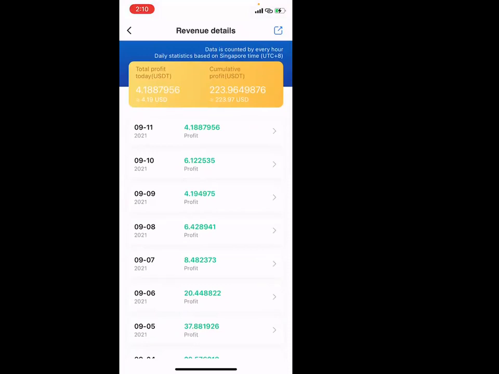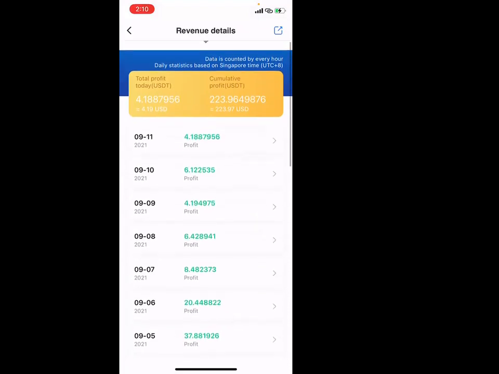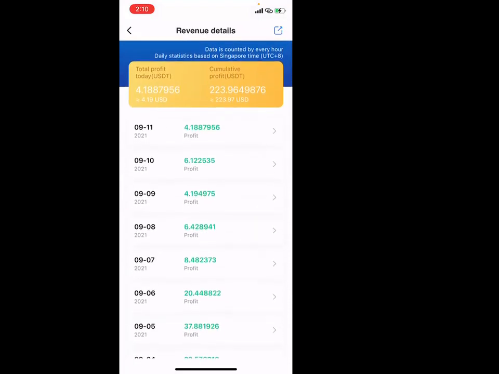Now the revenue details is where you get to see the amount of money the robot closed for you in profits. That doesn't mean that's the overall profit. The robot can close for you $10 profit, and you can be in a floating loss of -5. Okay, all right.